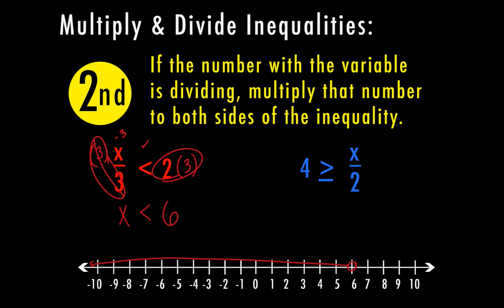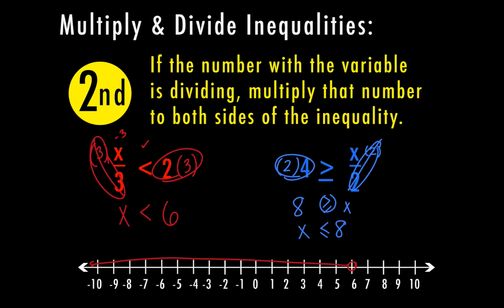Let's try another one. So now on this side of my inequality, I have x divided by 2, which means I'm going to multiply both sides of my inequality times 2. So again, 2 divided by 2 is 1, and 1 times x equals x. And then I have 4 times 2 on the other side, which is 8. Now, in the other video, I did go over this, but just to refresh your memory, it is easier when your variable is on the left side of your inequality. So in order to move the variable to the other side of the inequality, I have to flip my inequality. So now it's going to be a less than or equal to, and my number is still 8.